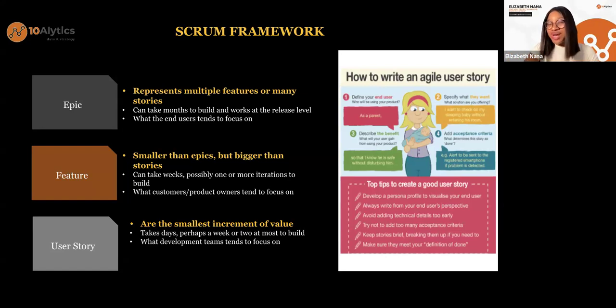Now let's talk about how to write an agile user story. The very first thing you want to do when you want to write a user story is to define your end user. Who is the person that is going to be using this product? Because, from the name, it says user story. You're always writing this story from the perspective of the user.